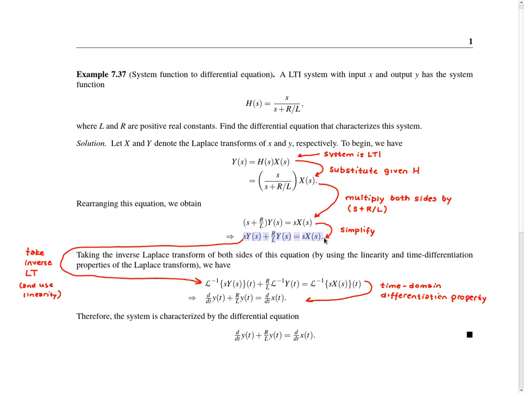At this point, we can now take the inverse Laplace transform of this equation, which gives us this next line quite trivially, simply by using the linearity property of the Laplace transform. And then we can use the differentiation property to actually take the inverse Laplace transform, which gives us this inverse Laplace transform here. Therefore, the differential equation that characterizes the system is this particular differential equation here.